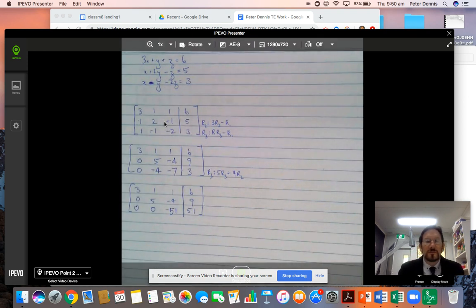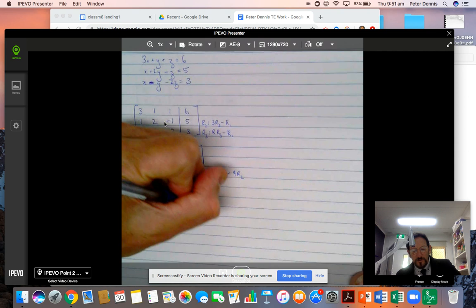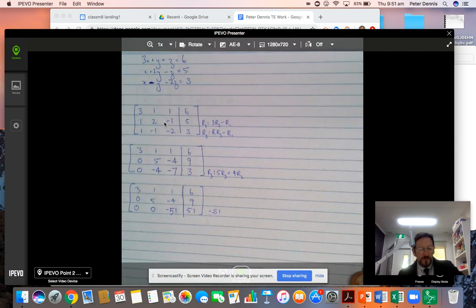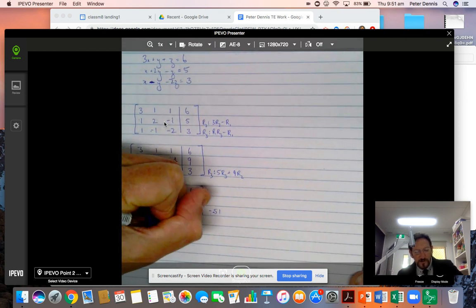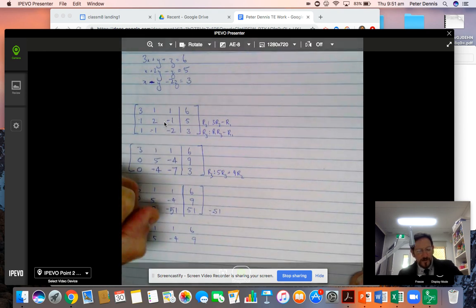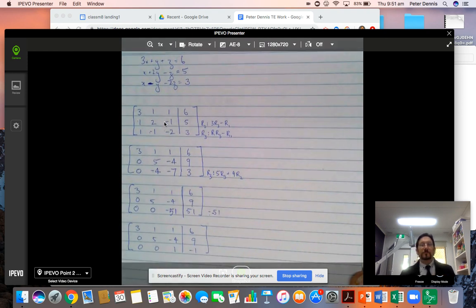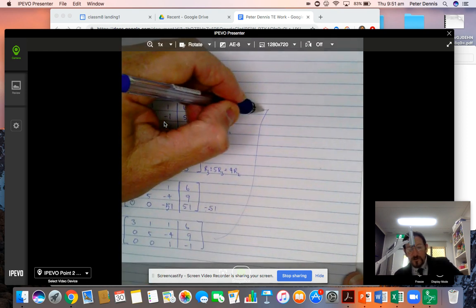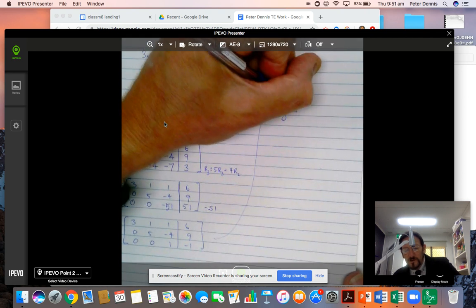Now that looks not the greatest, but if you look down here, we've basically got minus 51z equals 51, and we can divide this row by 51 if we want, or we might even divide it by minus 51. So what we end up with is 3, 1, 1, 6, 0, 5, minus 4, 9, 0, 0, 1, minus 1. And the whole point of that is straight away we can say from here that z equals minus 1.